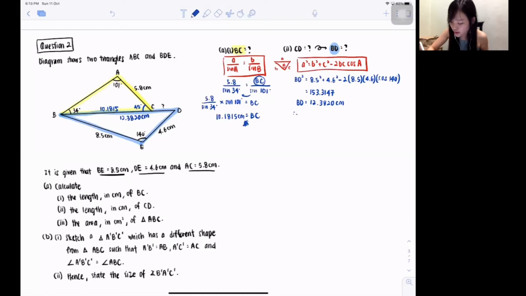But this question just wants to find what? CD. So how do I find CD? CD is exactly the whole length BD minus BC. Then you can find the small little part CD. So 12.3820 minus 10.1815. Got it. 2.2005 cm. Ta-da! Done. Understand? That is exactly my CD length.